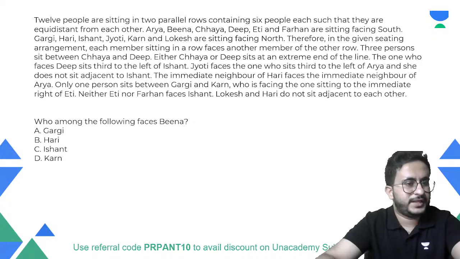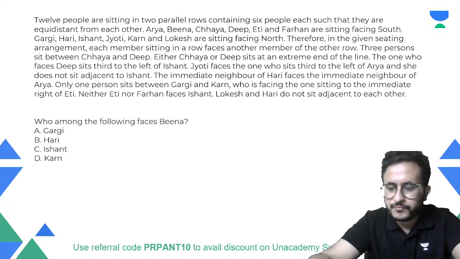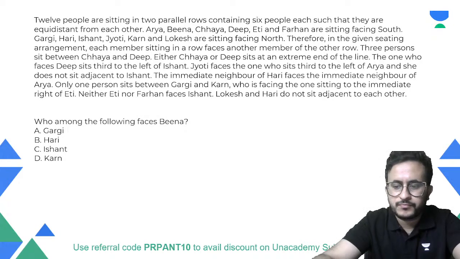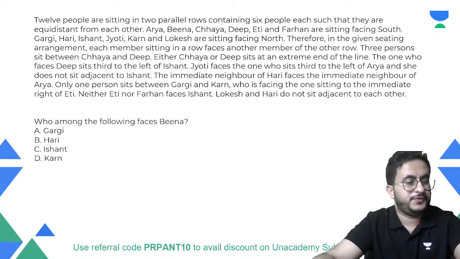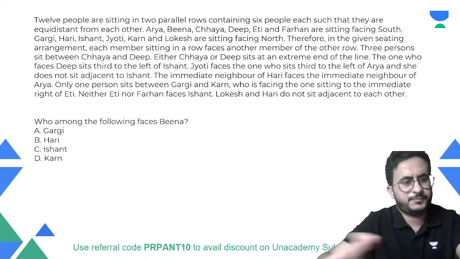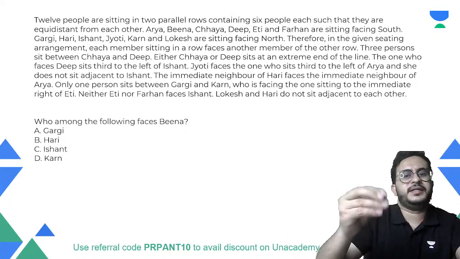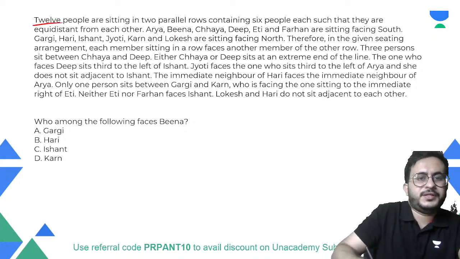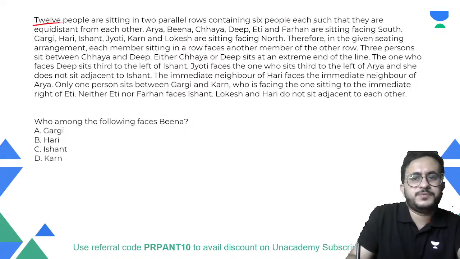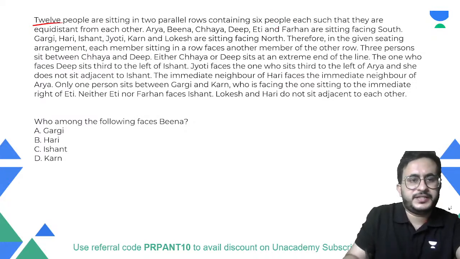All right. So let's do the second set. Okay. So that was a single row arrangement. This is like a dual row arrangement. If we talk about the linear arrangement, one is single row, people sitting in one row. Then the second category comes with people sitting in two rows. So in this case, there are 12 people sitting in two parallel rows, six people each, and they are equidistant from each other. Six people are sitting facing south and six are facing north.